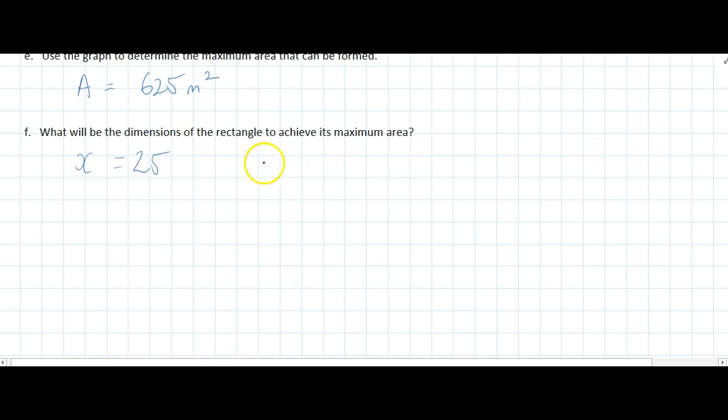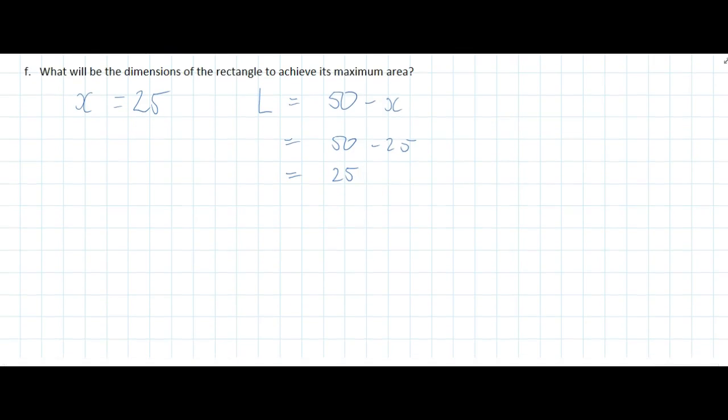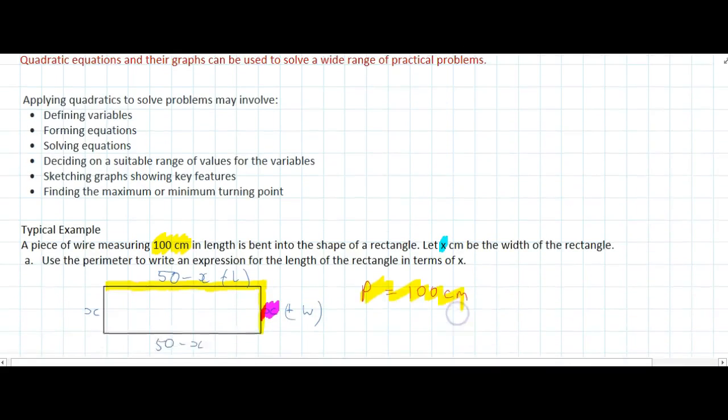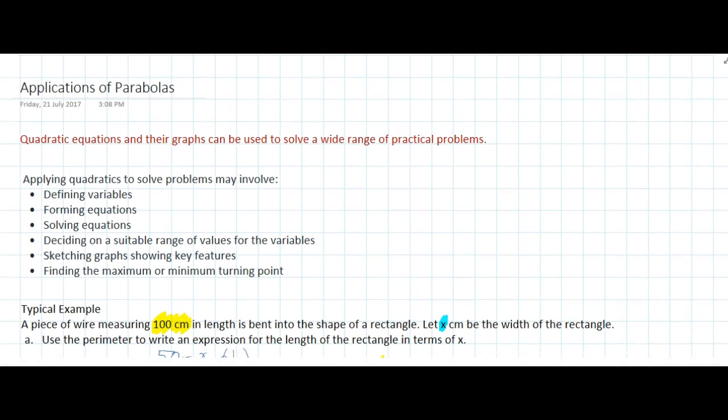Our length, remember, was 50 minus x. So if x is 25, it must be 50 minus 25, so the length must be 25. So the dimensions of this rectangle, it's actually going to be a square, which makes sense. A 25 by 25 square for the maximum area. That'll do for applications. Good luck.